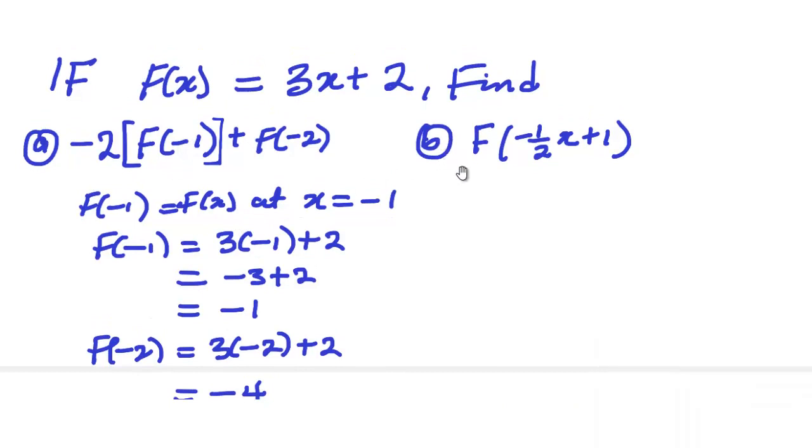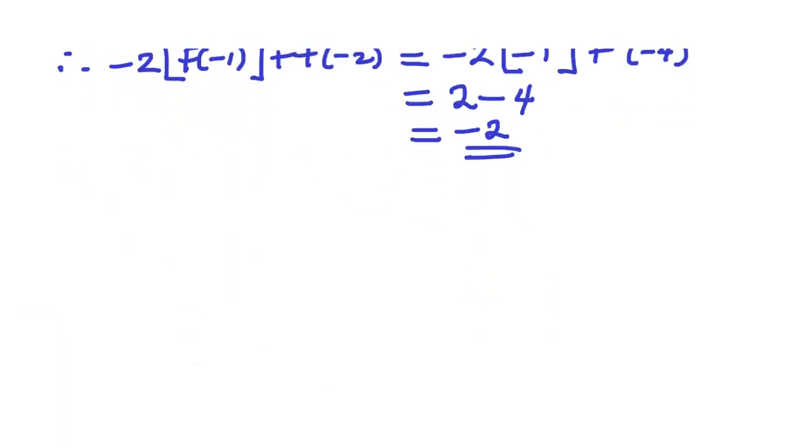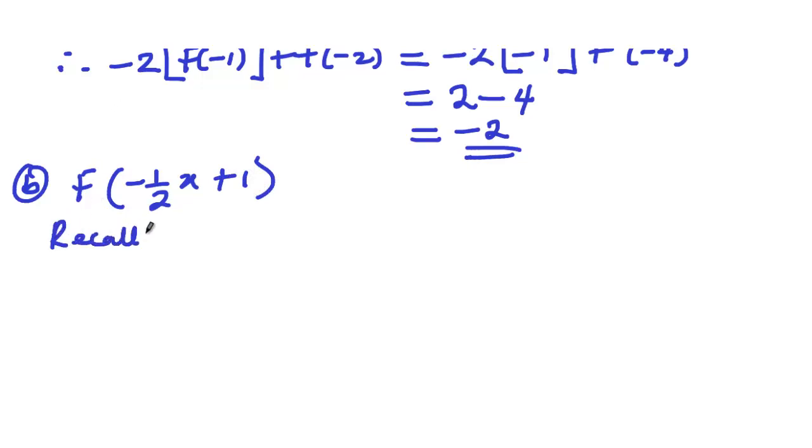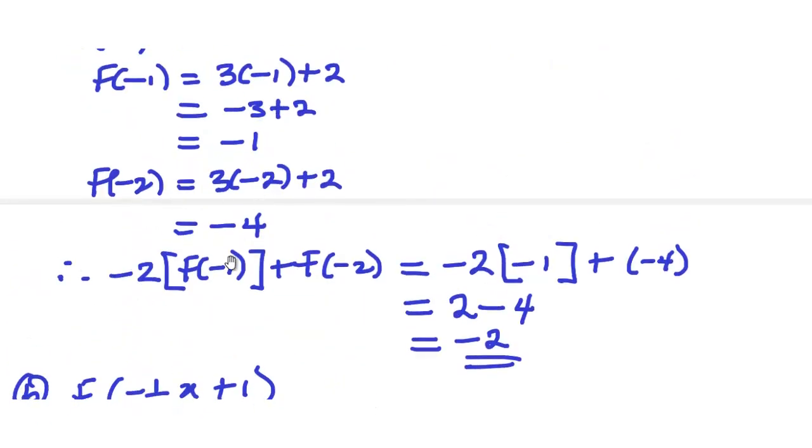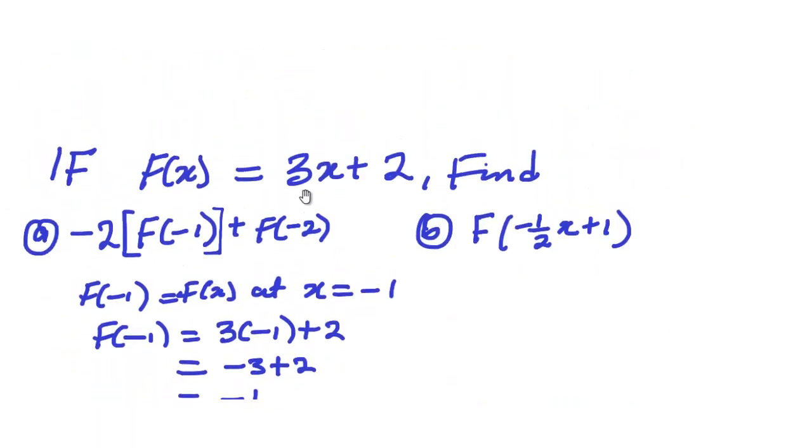Then let's go to B part. B part is f of minus 1 over 2x plus 1. So for B we have f of minus 1 over 2x, plus 1. I'll do something here because the equation is up there. I have to recall that f of x is equal to 3x plus 2. Let me confirm. F of x is 3x plus 2. Yes, I can confirm it from here.